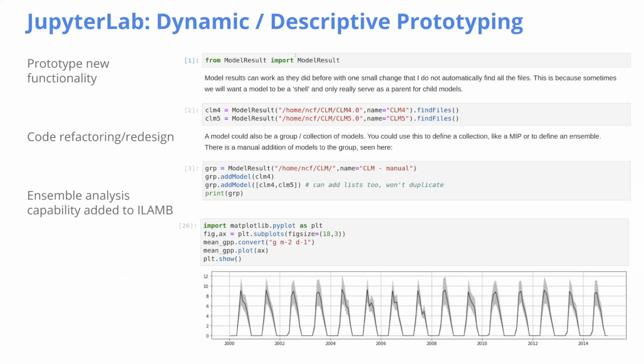In addition to that, parts of the ILAM Python software can be used as a library of diagnostic tools, especially for file handling. So you see basically that there are very few Python commands here that are referencing our tools in order to read a large amount of model output and give, for instance, very simple plots of the seasonal cycle of, in this case, gross primary productivity across a collection of models.